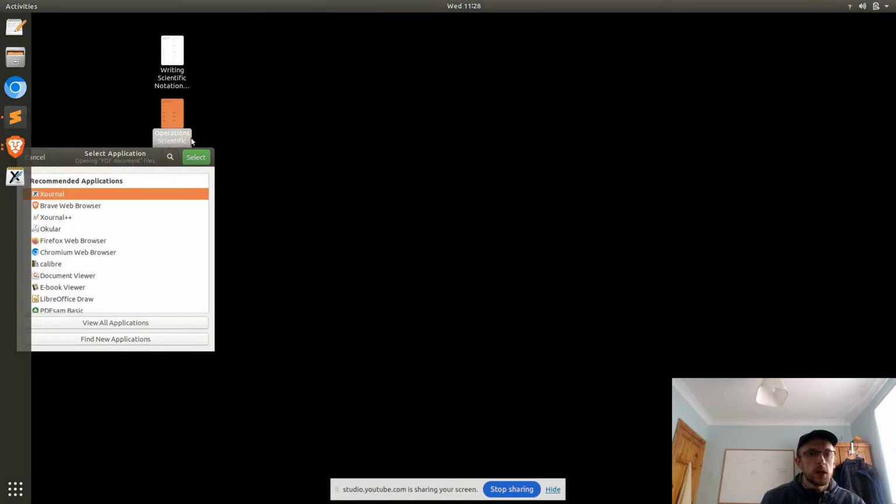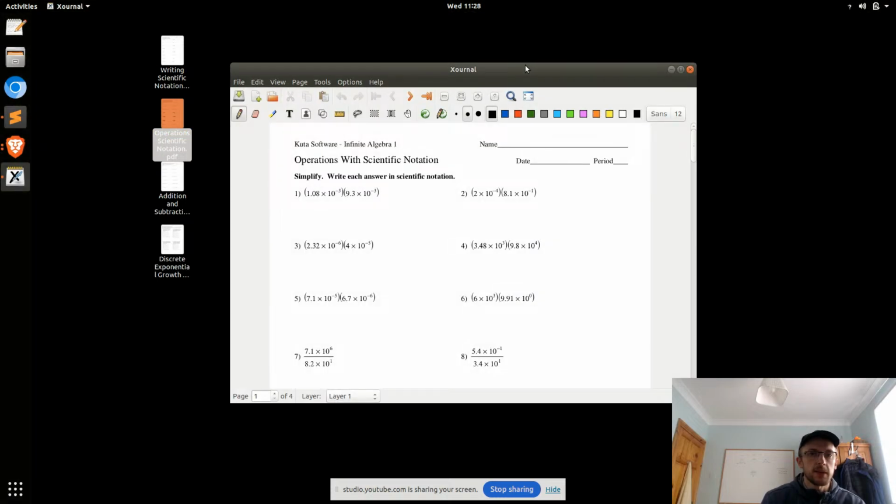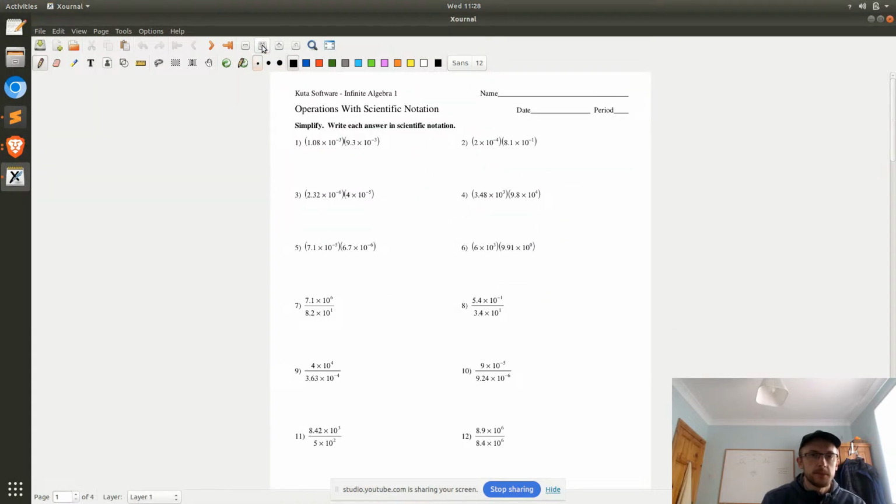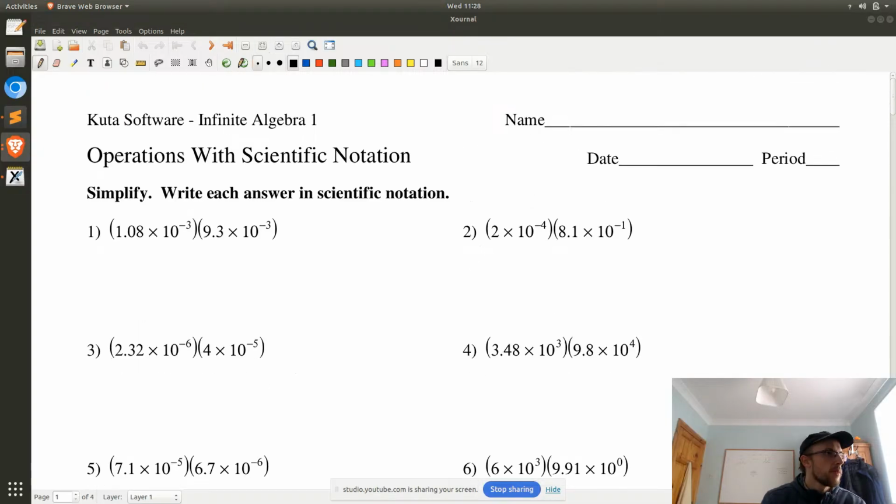Next up, operations with scientific notation. Thus we begin. Thus we commence. We're to write each answer in scientific notation. But how do you do this? This number is multiplied by this number. So there is a multiplication symbol between these brackets. And we don't need brackets if we're multiplying a bunch of things together.